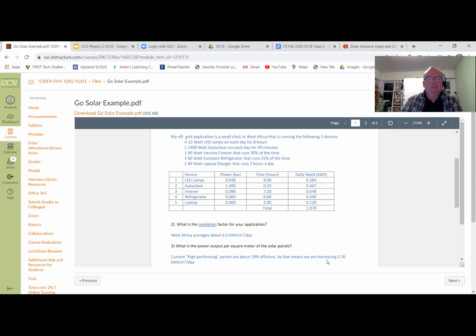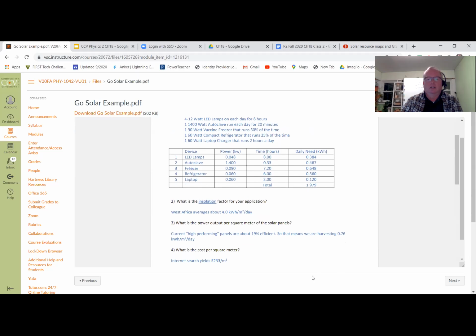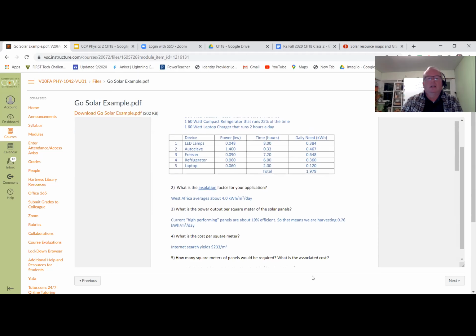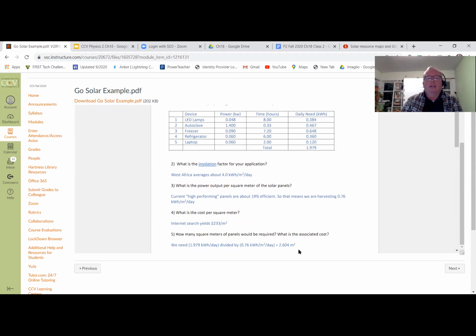So I need to harvest about 2 kilowatt hours a day. But this is saying in this region of the world, we can harvest about 0.76 kilowatt hours per square meter. So I'm going to need more than a square meter, more than 2, more than 3, more than 4, and so I'm going to need about 2.6 square meters. And you can use this, the cost per square meter for this kind of solar panels, about $233 per square meter.